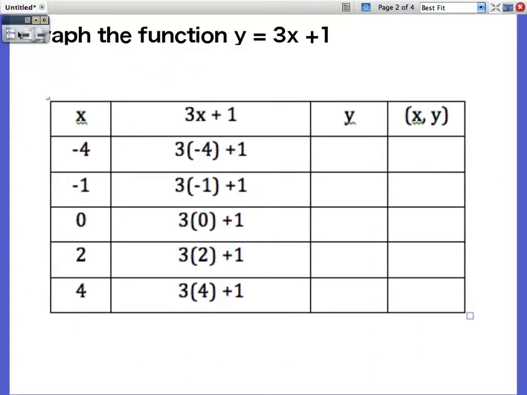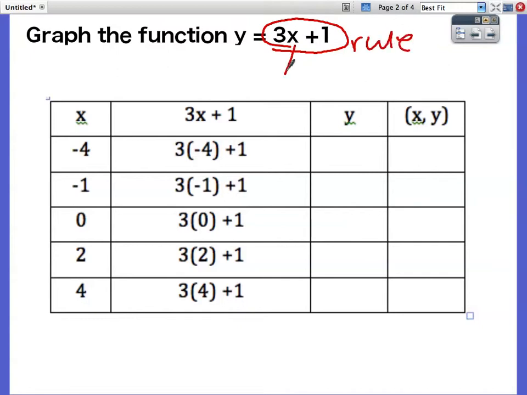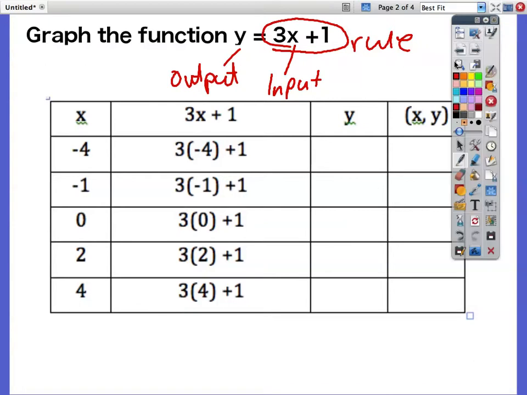So here's an example. We have to graph the function y equals 3x plus 1. Quickly recapping, how do we know it's a function? Because this is the rule portion. This is the rule. This x is the input. Y is the output. And no matter what number we put in for the input, we're only going to end up with one output, only one answer. And because of that, we know it's a function.